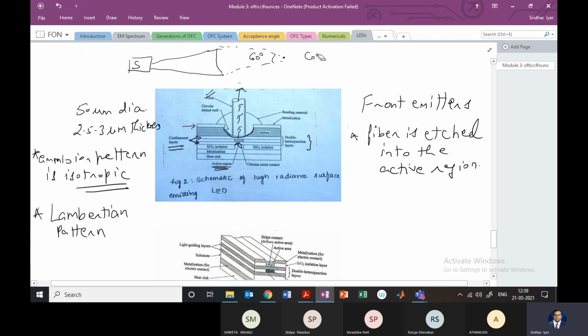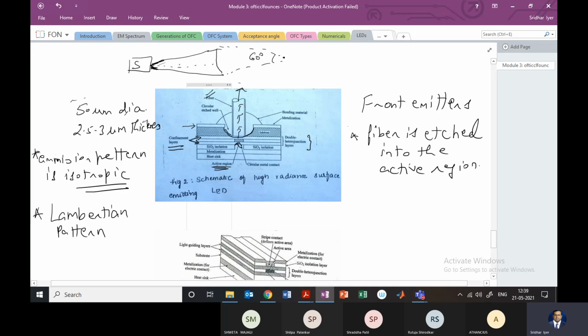So for the surface emitting LED, we must remember that it will also function as the double heterostructure. The fiber is going to be etched into the active region, and the emission pattern is what is known as isotropic or Lambertian in nature. So it's just not going to be directional light. You can see that the light will start in the diagram I've just drawn at a particular angle. It is supposed to be directional, the dotted line, but it spreads out. That is the disadvantage of the LED.